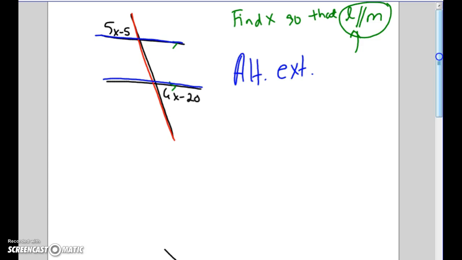They are congruent. So what that means is if these lines are parallel, then these angles right here are going to be the same. So 5x minus 5 will be equal to 6x minus 20.